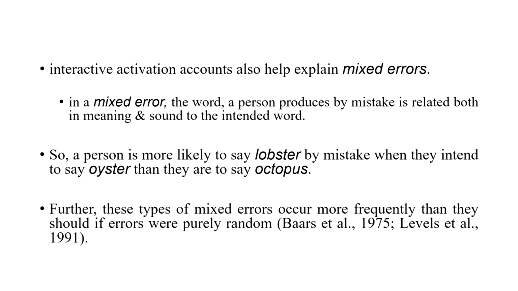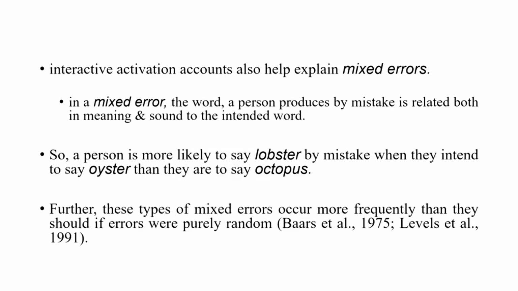What is a mixed error? In a mixed error, a person erroneously produces a candidate which is both semantically and phonologically similar to the intended target word. Let us take an example. If a person is intending to say oyster, they are more likely to eventually produce the word lobster than they are to produce octopus.